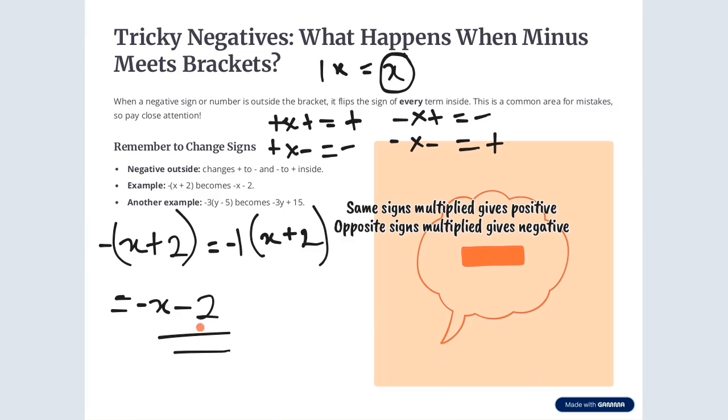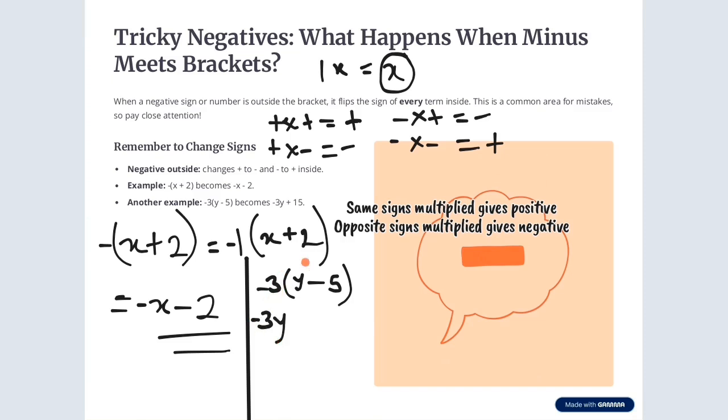Now look at another example here. Minus 3 into y minus 5. A negative number is outside the bracket, so you multiply that number with every term inside the bracket. Minus 3 times y is what? Negative 3y. Good. Negative 3y.